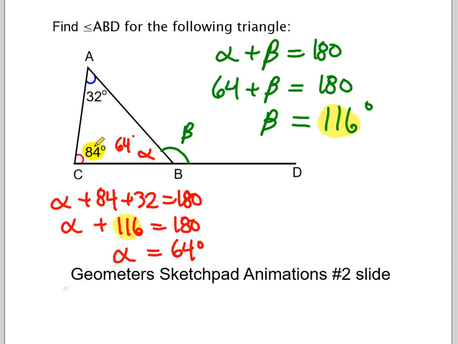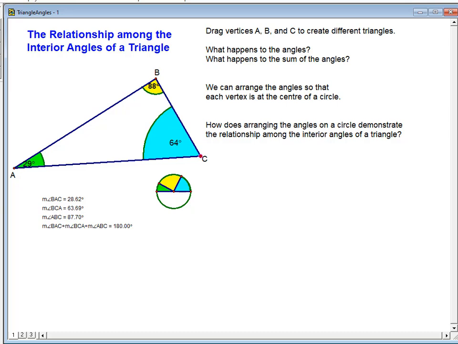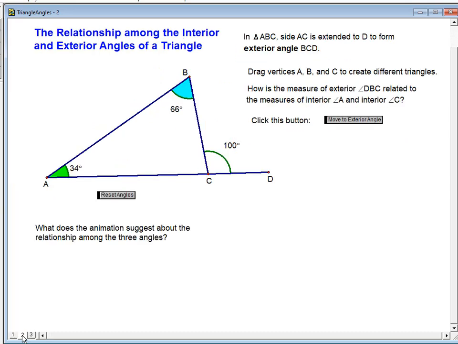And now for those people who are paying attention, you'll say, well, hey, that 116 degrees also showed up here. It's also the combination of these two. And that is a great observation. That's a neat shortcut for exterior angles of triangles.